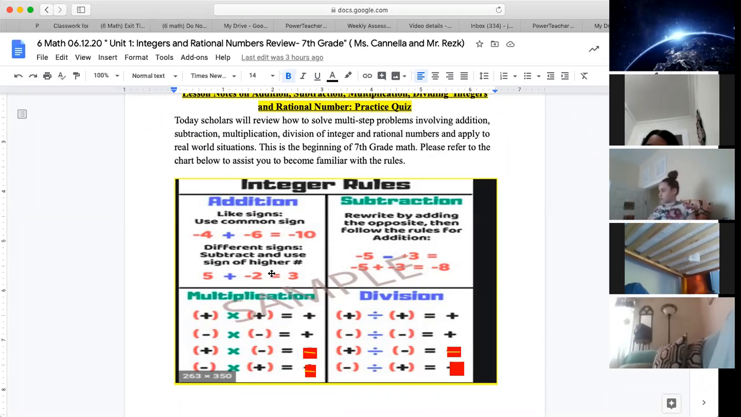Okay. Now, can you read me subtraction? What does it say for subtraction? Rewrite by adding the opposite, then follow the rules for addition. -5 minus +3 is -5 plus -3 equals -8. Okay, so remember when you're adding integers with the same signs, we keep the sign, and with different signs, we take the sign of the higher number and subtract. And for subtraction, we use KCC.